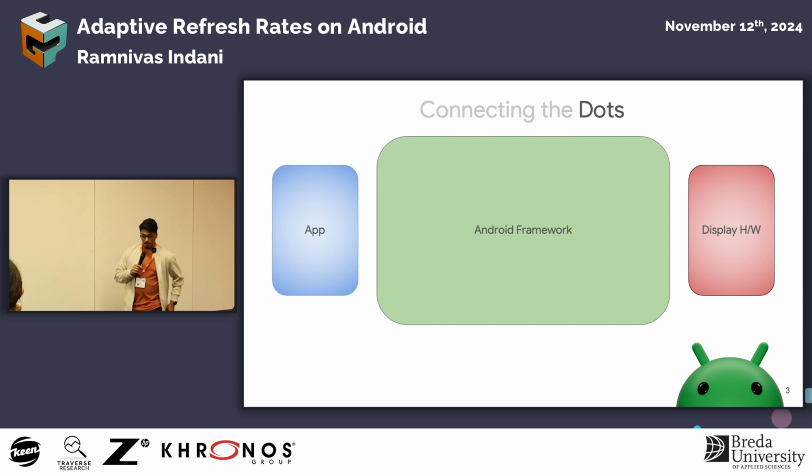To begin with, we will slowly fill in this diagram where you have an app on one side, the Android framework in the middle, and then the display hardware. We'll fill in the details of how an app makes a request, and how that request comes to the display when you present your frames, how the refresh rate and everything gets connected.